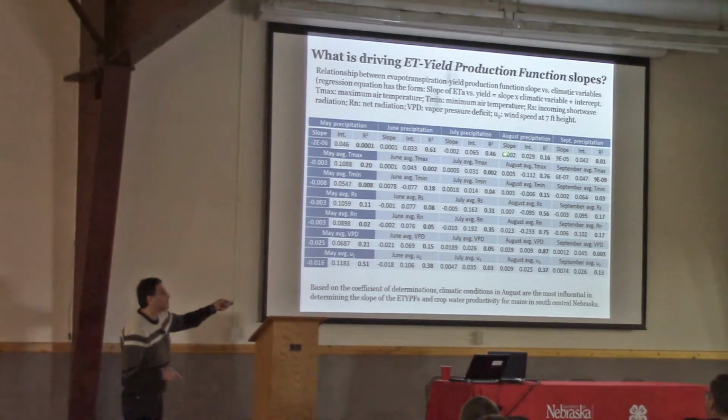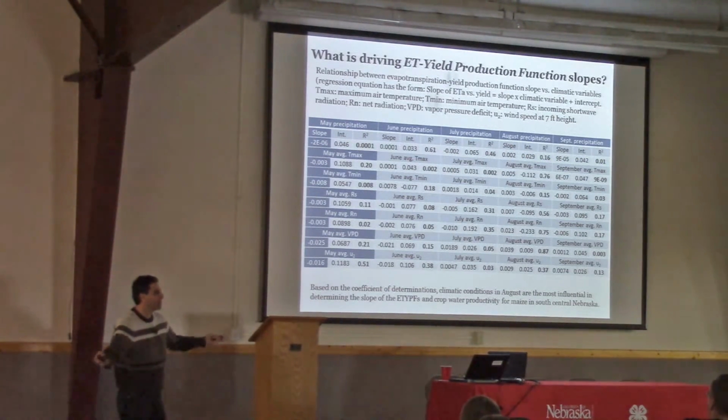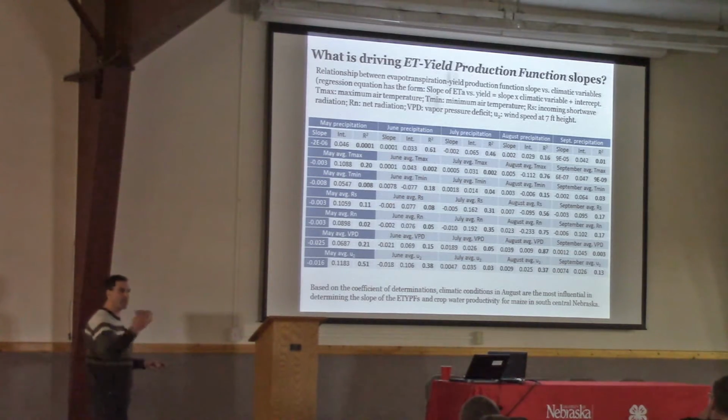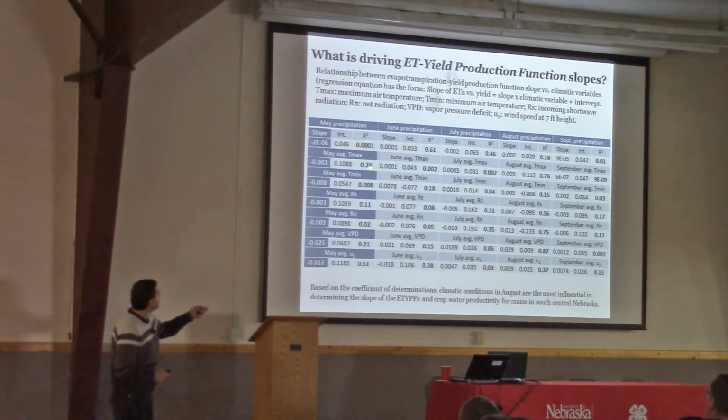And then July precipitation, 46. And then you get to August, 16. And then September is not important because the crop is maturing. Maximum temperature. This is 20.2, almost nothing. June, July, almost nothing. In August, 76%.